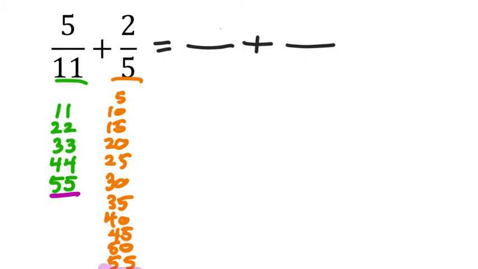Well, if we look at 11 here, I need to scale that so that it goes up to 55. Well, 55 we can see is the fifth multiple of 11, so I would need to multiply the 11 by 5, which in turn would make that new denominator 55. But remember, if you do it to the denominator, then you must also do it to the numerator, right? So I'm going to have to multiply the 5 by 5.